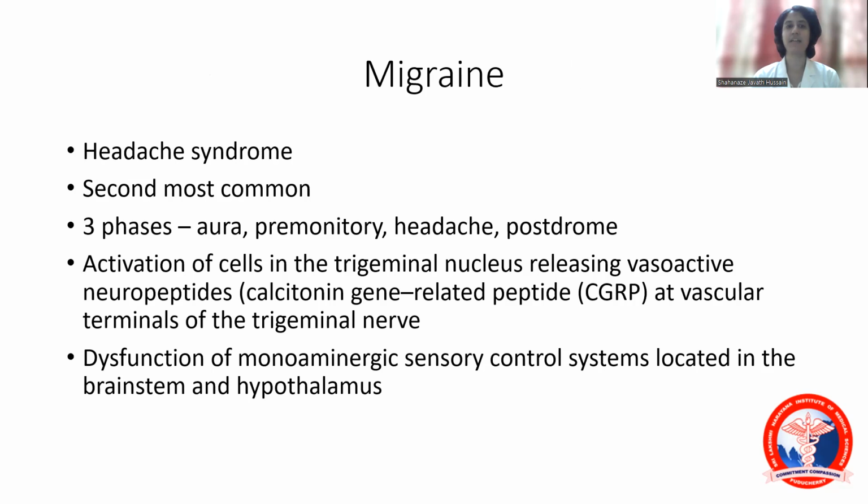It occurs because of activation of cells in the trigeminal nucleus, releasing vasoactive neuropeptides, especially one known as calcitonin gene-related peptide, or CGRP, at the vascular terminals of the trigeminal nerve. These terminals run along the meningeal arteries, and as we had seen previously, meningeal arteries are pain-sensitive structures. So this is responsible for the headache per se, but the premonitory and aura phases are because of dysfunction of the monoaminergic sensory control systems located in the brainstem and the hypothalamus, especially the locus coeruleus.